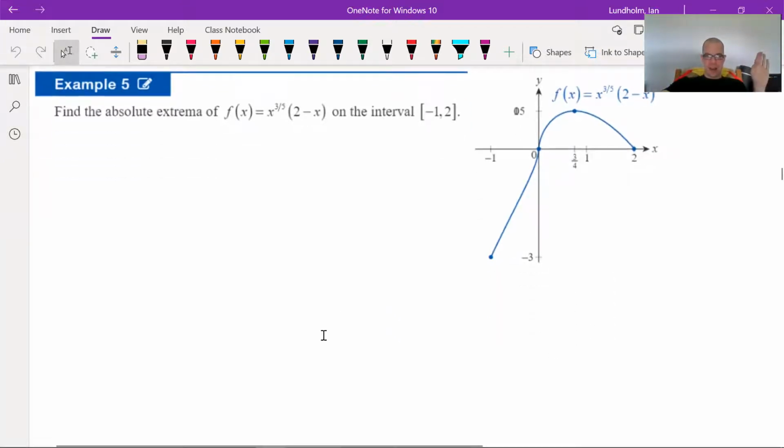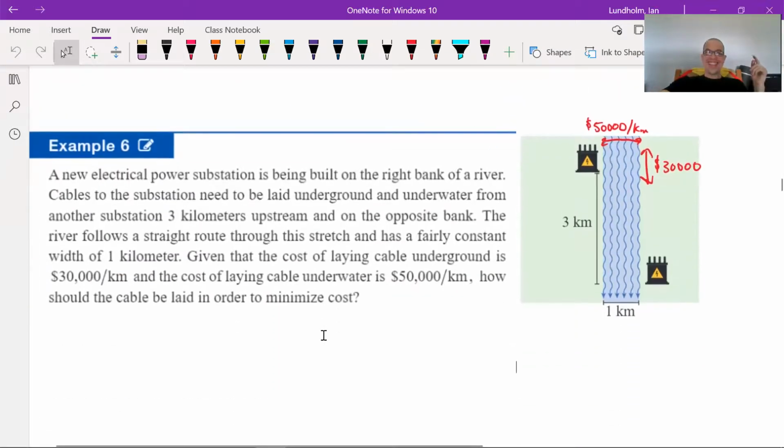I'm actually gonna skip number 5. If you want to come back and do it later, you can. Example 6 is where it's at, though.